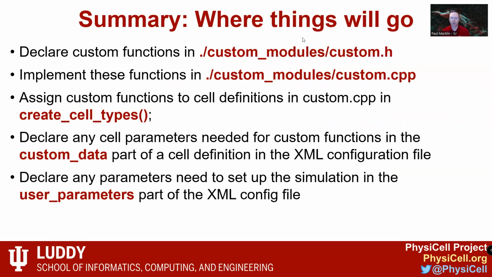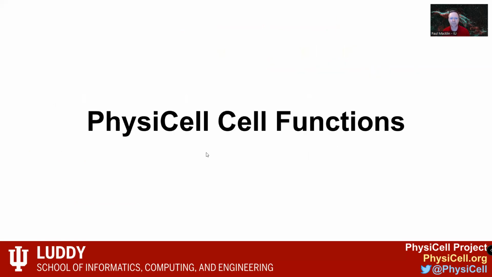So where things go: custom functions are declared in custom modules custom.h. You implement those functions in custom modules custom.cpp. You assign your custom functions in the create cell types function, and you define any custom data and parameters in the XML configuration file, now using the graphical model builder.